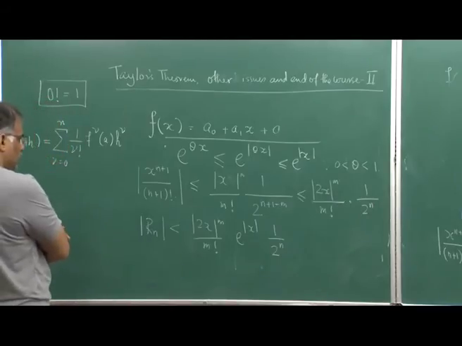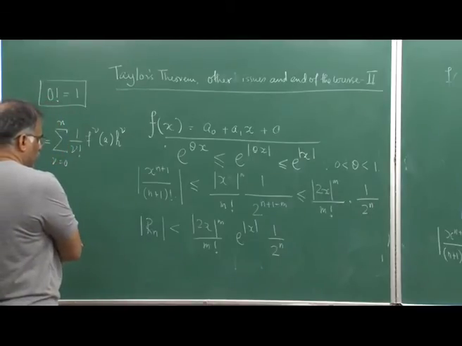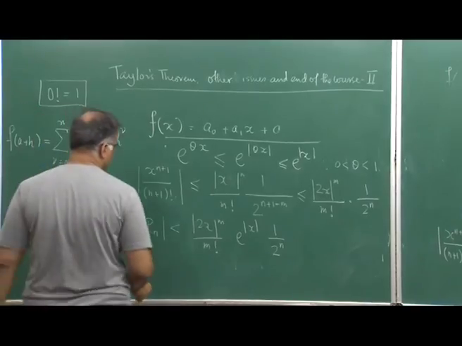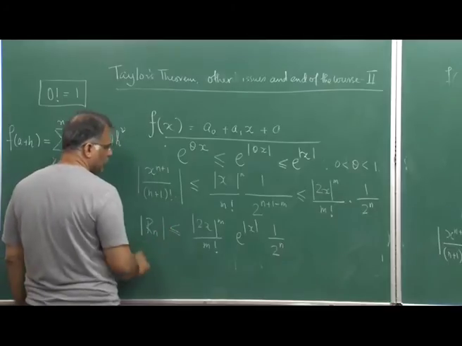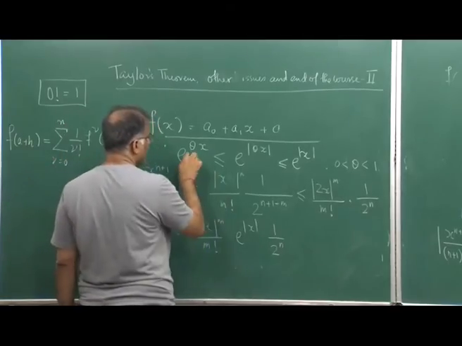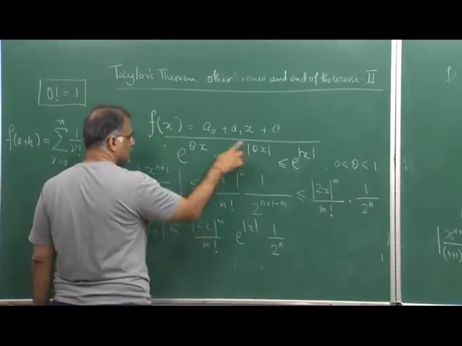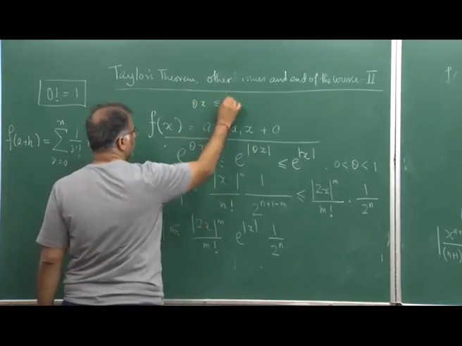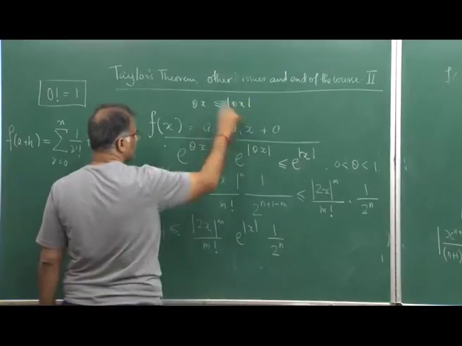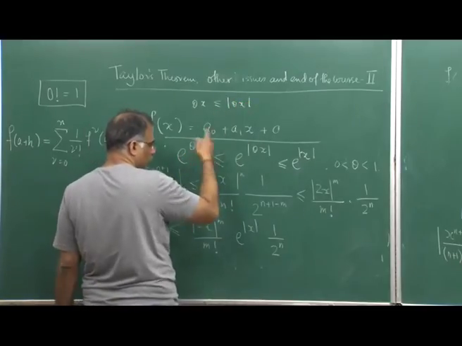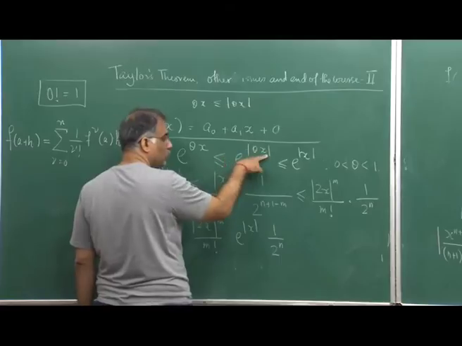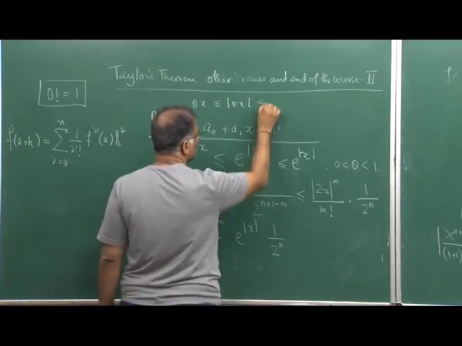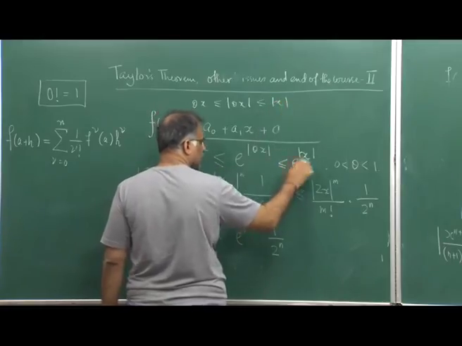Right. Now what is R_n? R_n is less than or equal to this. Now, what is e to the power theta x? Theta x is less than mod of theta x, when any x is less than mod of x. Because it is an increasing, or non-decreasing, function, e to the power theta x is less than or equal to e to the power theta mod x. And since theta is less than 1, this is less than e to the power mod x.